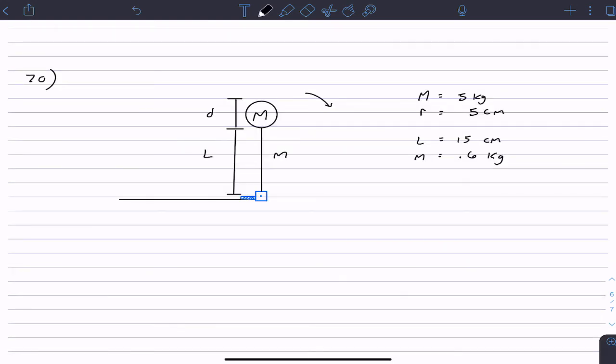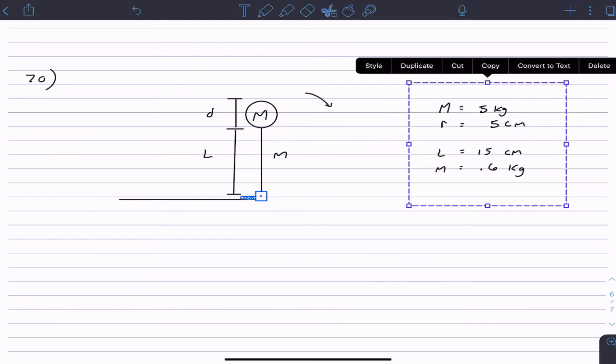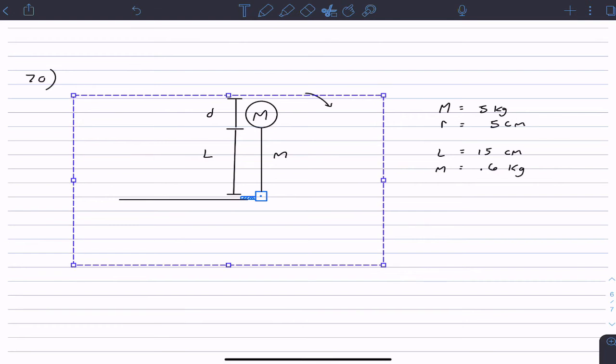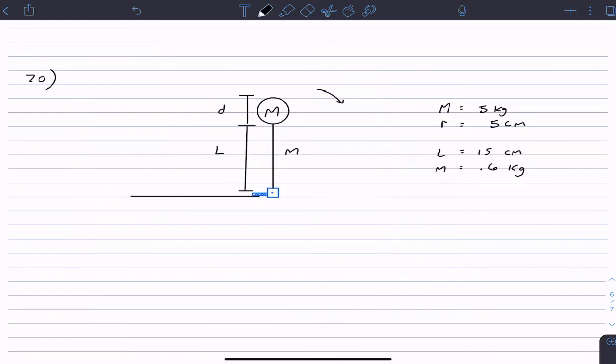So we're given a setup with a rod attached to a hinge, and there's a ball sitting on top of the rod. Okay, we're going to release this thing, and it's going to fall like this. Boom. All right. The rod length is L, and the diameter of the ball is D. Okay, and then we're given some other information here as well.